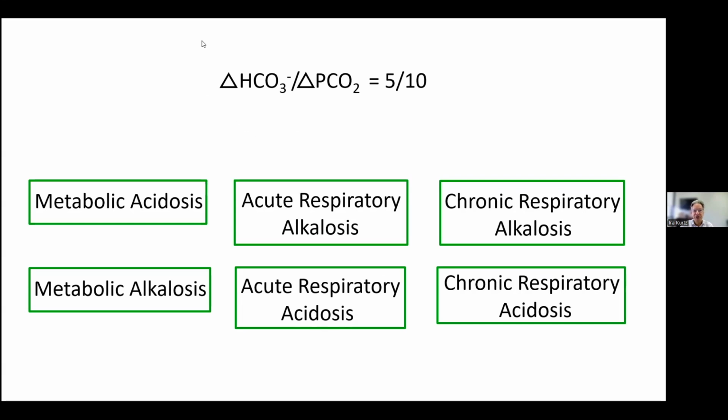What about this ratio? Twice as much. This could also be 1 to 2. I just happened to write it as 5 to 10. It's really 0.5. This is chronic alkalosis. Yes, so this is a patient with chronic respiratory alkalosis.